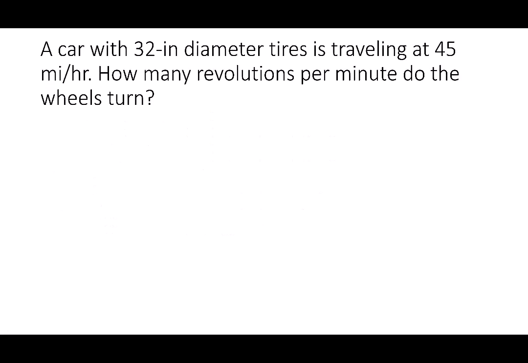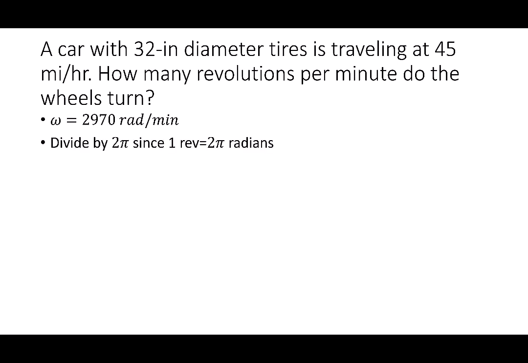Let's do a second part to this question. Let's determine how many revolutions per minute the wheels turn. We know our angular speed is 2,970 radians per minute. We also know that 1 revolution is equal to 2 pi radians, so we really just need to divide by 2 pi. We'll write it this way: 2,970 radians per minute times 1 revolution divided by 2 pi radians gives us a total of 472.69 revolutions per minute.